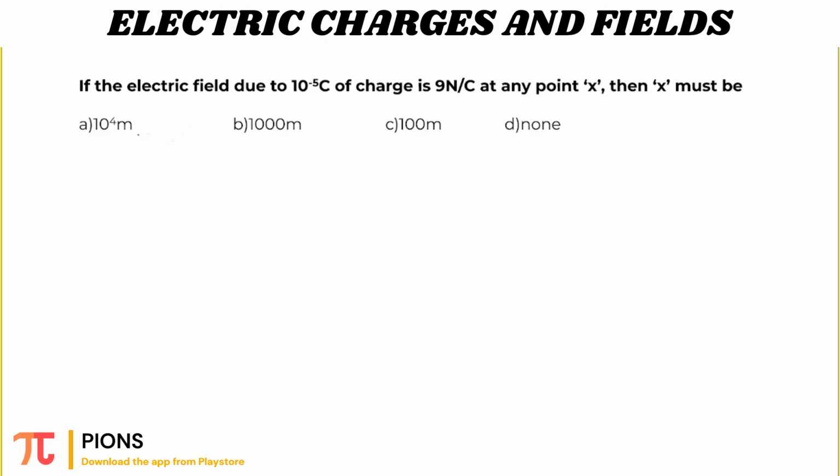If the electric field due to 10 to the power minus 5 coulomb, so that's our charge Q, that is equal to 10 to the power minus 5 coulomb, and electric field here is given as 9 newton per coulomb, then find the point X. So let's assume R as X. So electric field E is nothing but K Q over R square. So E is 9, K over here is 9 into 10 to the power 9, charge Q is 10 to the power minus 5, and R is nothing but X square.